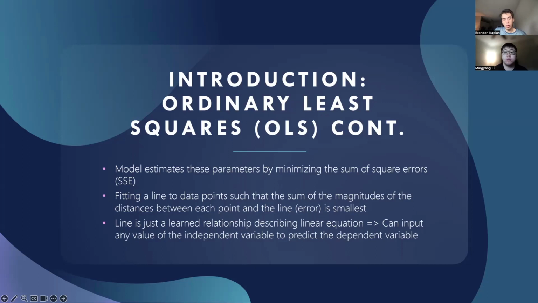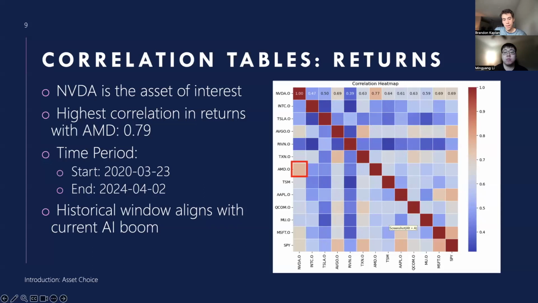Here we'll talk now about how we actually chose our assets. Yes, after explaining the general process of constructing the algorithms, here's, as Brandon mentioned, the process of how we chose the correlated assets.